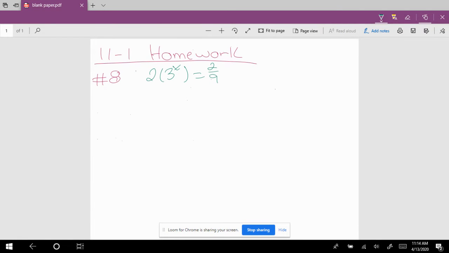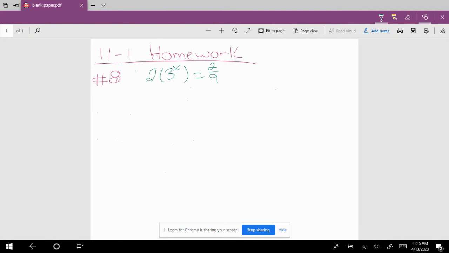I want to go over one problem off of the 11-1 homework with everybody real quick, is number 8. A lot of people miss this one. So for here, before you can start to reason through what your x and the exponent is, you need to get your base and your exponent alone.